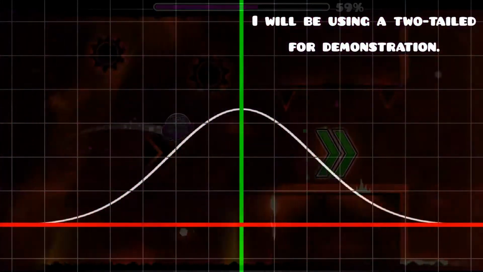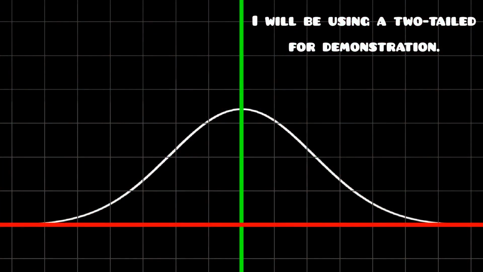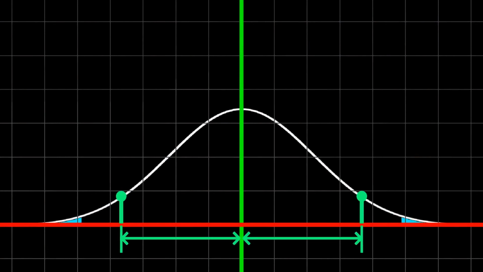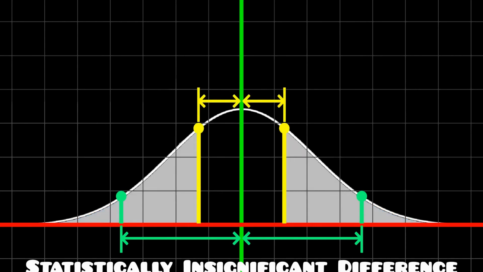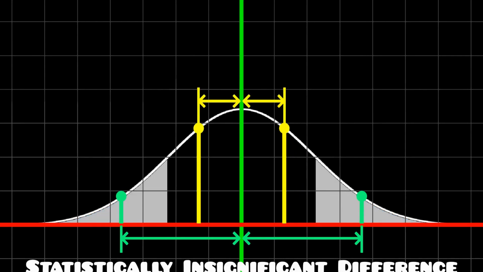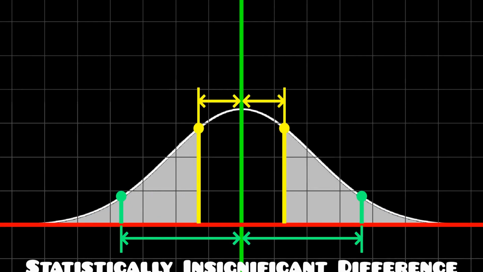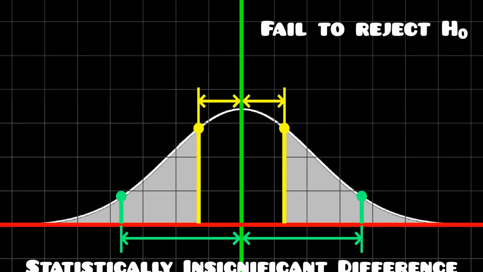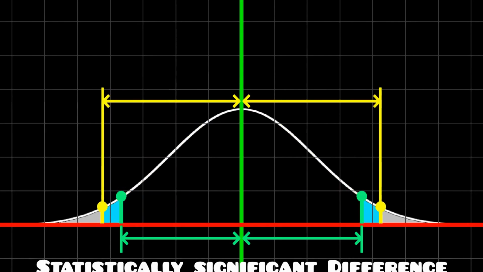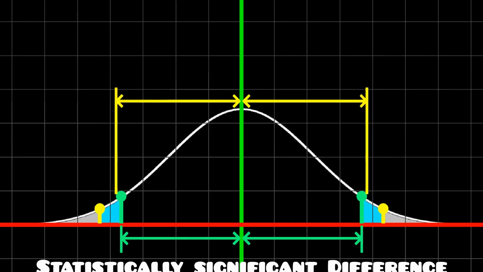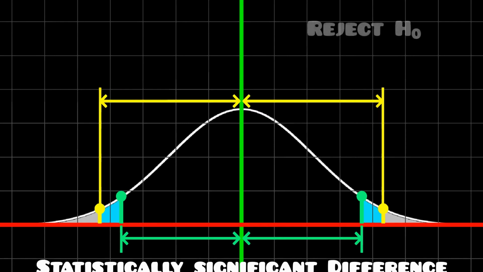For a visual representation, let's say we have set the level of significance and t-critical to this. If the sample is statistically insignificant from the null hypothesis, we can easily see that our p-value is greater than alpha and the t-stat is less than the t-critical. Therefore, we would fail to reject H0. If the sample is statistically significant from the null hypothesis, again, we can see that the p-value is less than alpha and the t-stat is greater than the t-critical. Therefore, we would reject the null hypothesis.